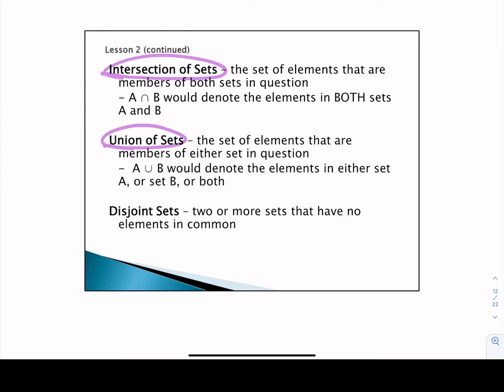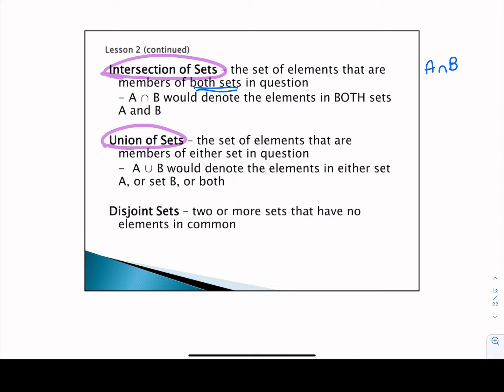So what you're going to notice is that there are different types of notation that are used for intersections and for unions. So if you see A intersect B, it kind of looks like an N a little bit. What that means is we're looking for elements that are members in both sets that are given. So if I want to know what A intersect B is, I would want to know which elements occur in both set A and set B.